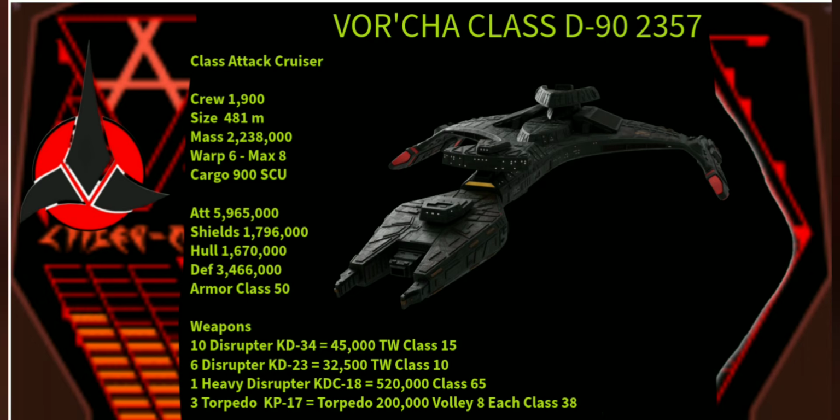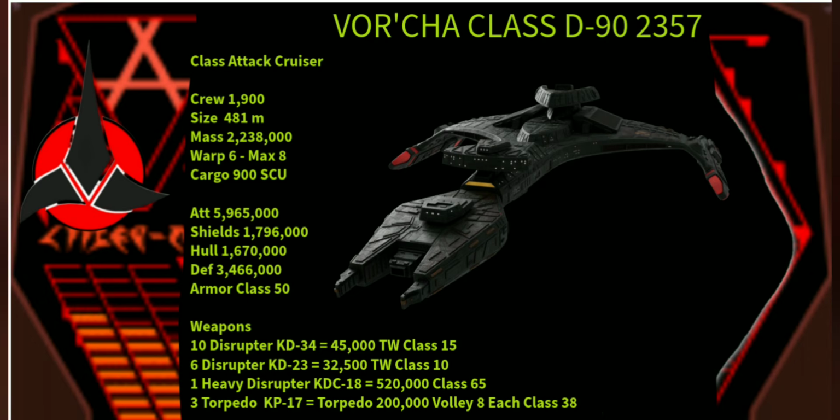And then our standard disruptors, KD-23s that we see on most starships that the Klingon Empire have, they're class 10. The class 10 is a description of telling you what FASA basically has their power output as, and then using our on-screen conversions. So some of them don't match. So one heavy disruptor, which is the KDC-18, is a class 65.